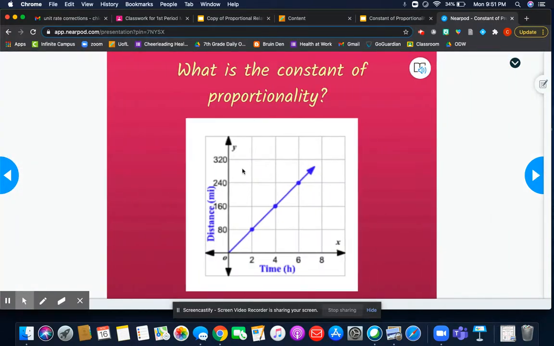So again, our COP on a graph, we're going to look for a point. 80 divided by 2 is 40. 160 divided by 4 is 40. 240 divided by 6 is also 40. So our COP is going to be 40.